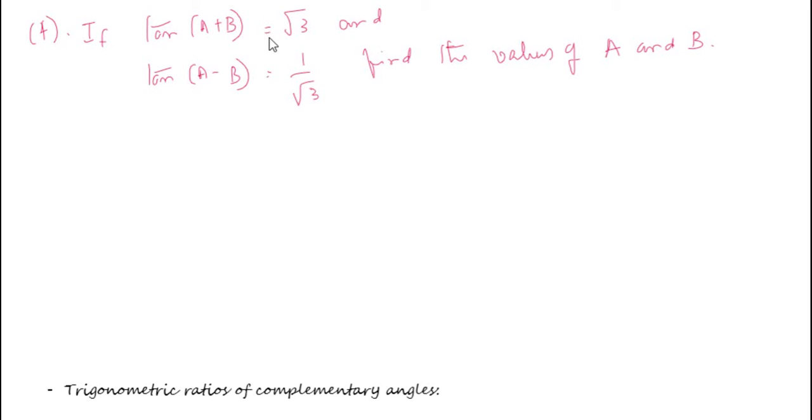If tan a plus b equal to root 3 and tan a minus b equal to 1 by root 3, find the values of a and b. What is given is tan a plus b is equal to root 3. But we know root 3 equal to tan 60. So tan a plus b equal to tan 60. Therefore, a plus b equal to 60.